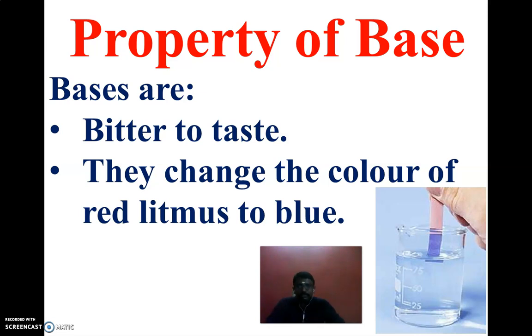For acid, we have to take blue litmus paper. If we dip the blue litmus paper in acid, it turns red. But for base, we have to take the red litmus paper. That red litmus paper we dip in the base, and it turns blue. And the taste for acid is sour, and the taste for base is bitter. So these are the major differences between acids and bases.